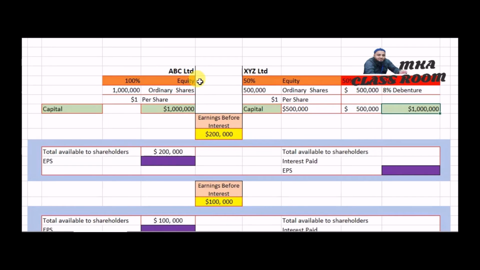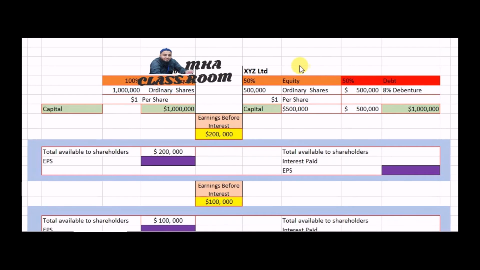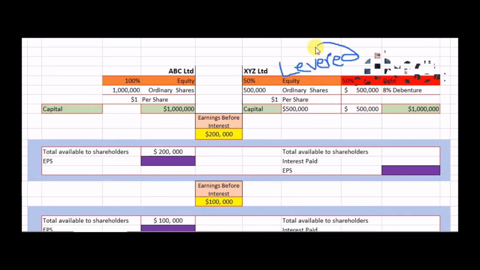So these are identical companies, except ABC is the unlevered equity firm and XYZ is the levered firm. The company which uses debt in its capital structure is called a levered firm. So XYZ actually is the levered firm and ABC is the equity firm. Now our condition is that earnings before interest and taxes, with no tax, are 2 lakh, 1 lakh and 50,000. What will happen to the ordinary shareholders' earnings? We will try to see this.